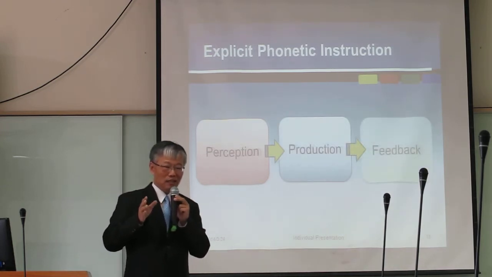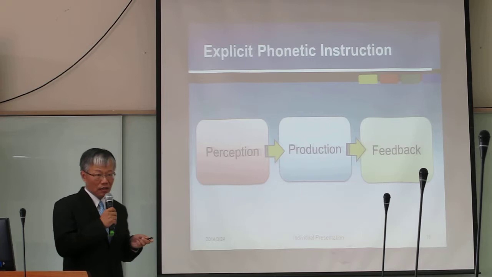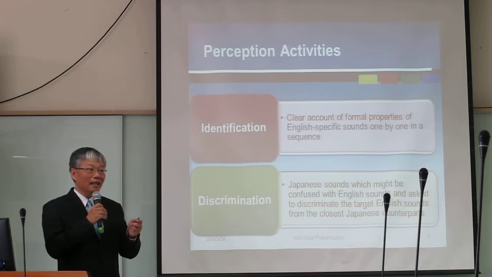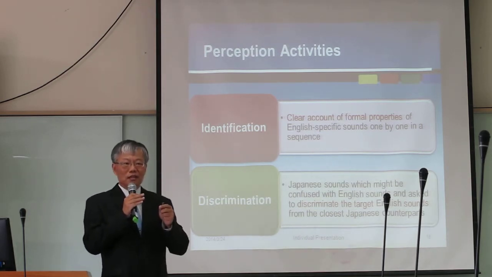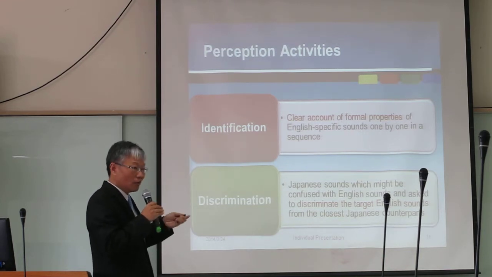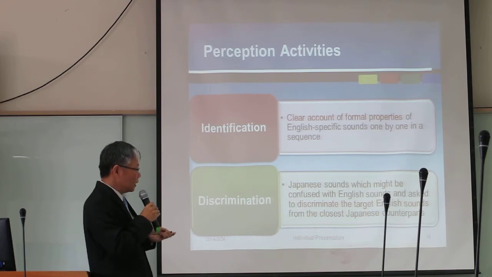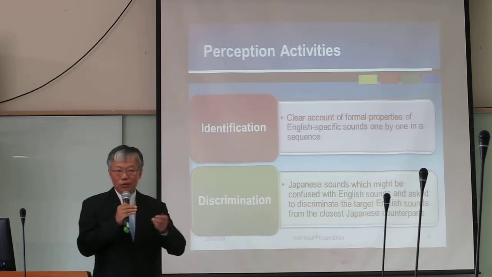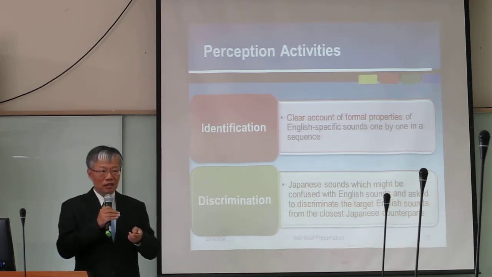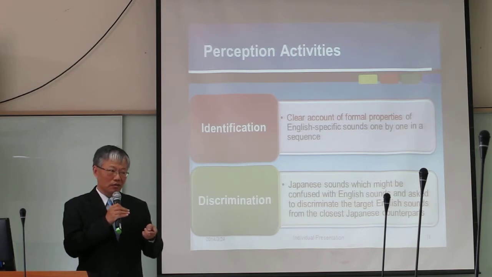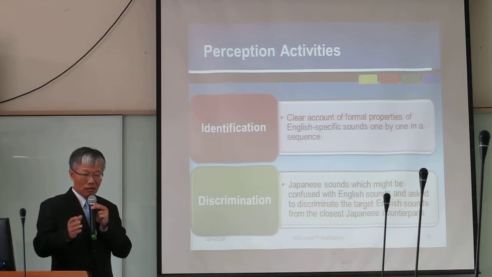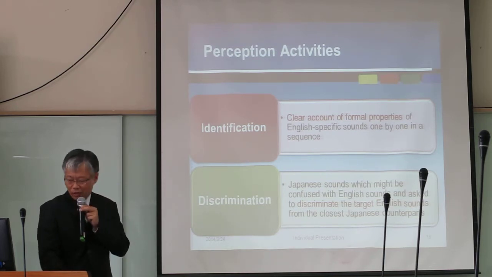What is the explicit instruction, including 3 phases. One is perception, production, and finally feedback. Perception: identify the difference, the feature of this English sound. Tell them what the feature of the English sound is, and they compare this English sound to the Japanese counterparts, the nearest ones. For example, Japanese usually say it like this. The discrimination has to compare between the 2 languages.